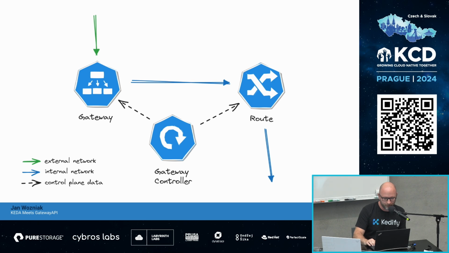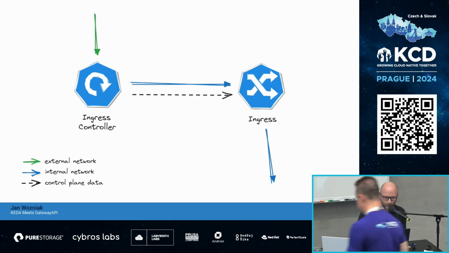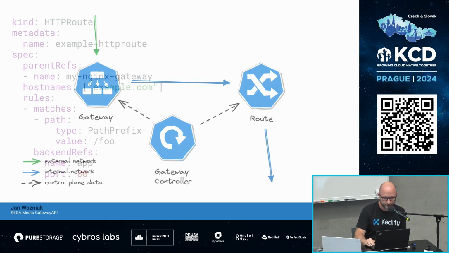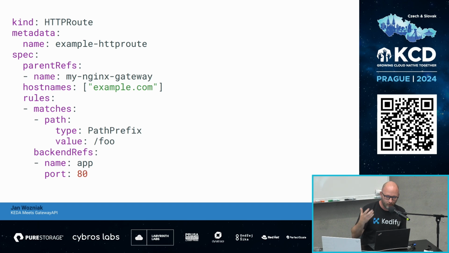So just for comparison again, this is your high-level overview of an Ingress controller. This is a Gateway API. It's nothing to be afraid of. You can quite easily migrate from Ingress controller to a Gateway API, and you will gain a good amount of extra functionality, I think.